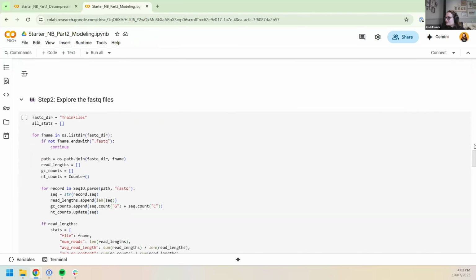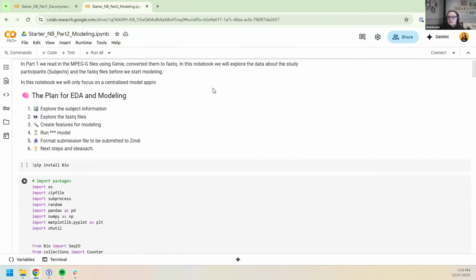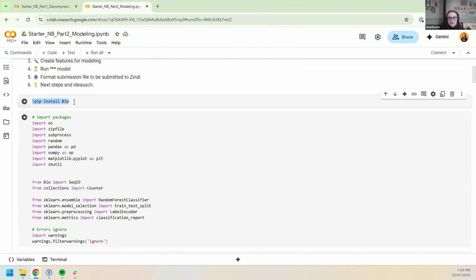I'm going to scroll up to the top. So again, we need to install Bio. This is where we are getting counters and GC content, things that are bioinformatics terms, which we'll go into a bit later with Nevenka.